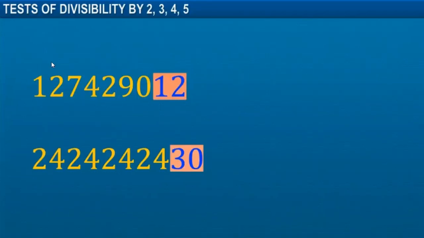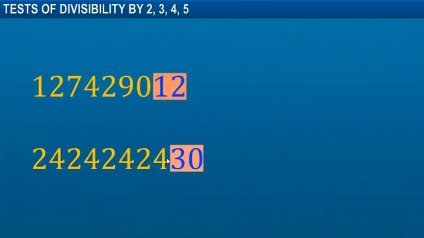If the last two digits are divisible by 4, then we can clearly say that the number is divisible by 4. The same way, we have one more example: 2424242430. If I take 30, we don't have 30 in the table of 4. That means when we divide 30 by 4, we won't get remainder 0. So 30 is not divisible, so the given number is also not divisible by 4.